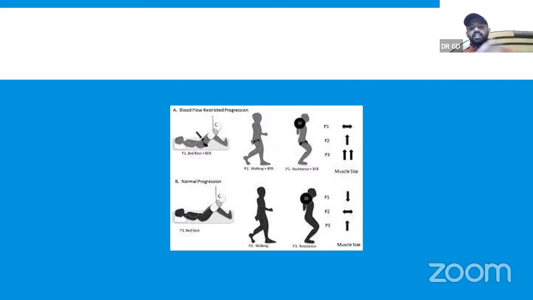Phase 3 is where he starts the weight training again. So the duration from phase 1 to phase 3 is significantly reduced, and it's like pushing the athlete towards their goal of going back to the game quickly. So that's how blood flow restriction training is having good results. So let's see how it is possible.